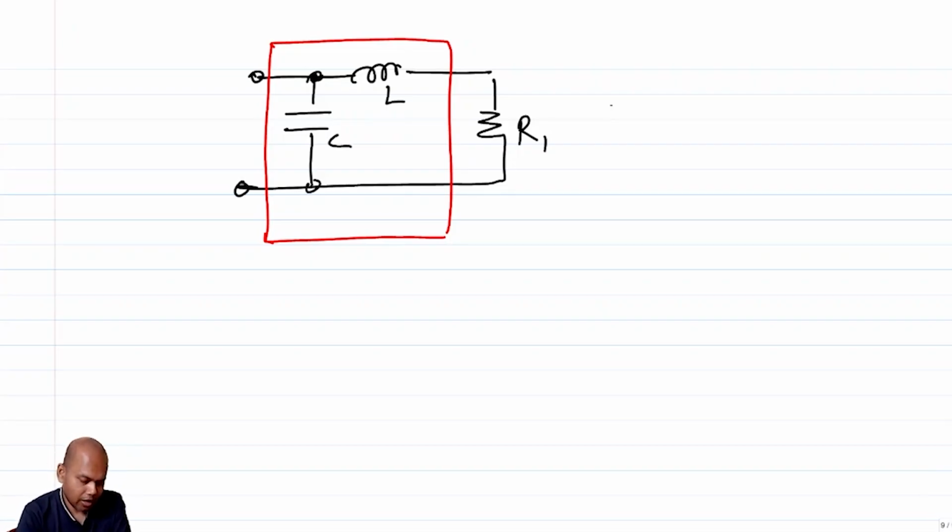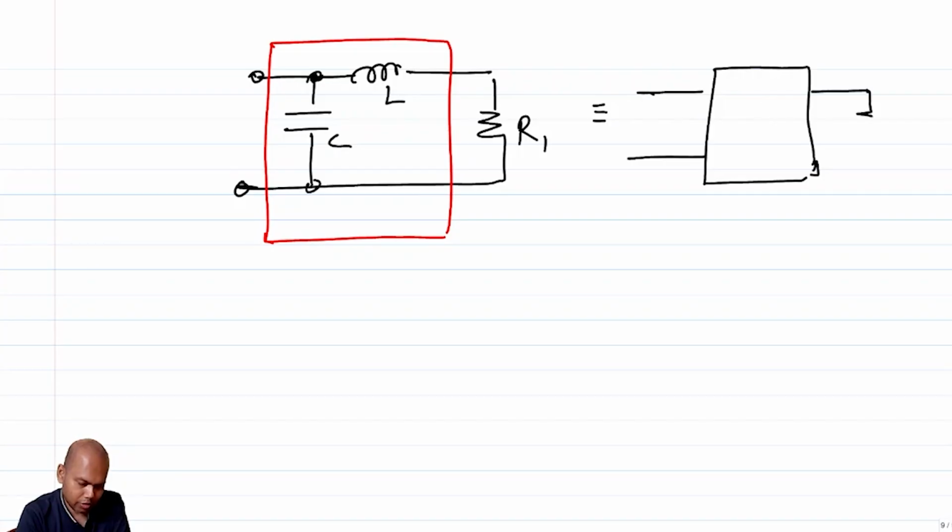Let's say I give a user a box. Inside the box I don't know what is there. The user doesn't know what is there inside the box, and there is an R1 here. So this stuff is inside the box. So the user doesn't know what is there inside the box.